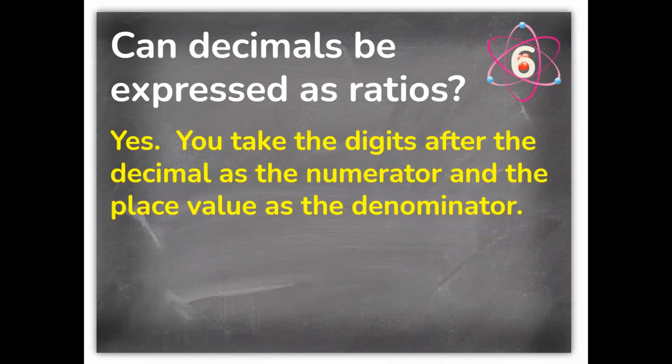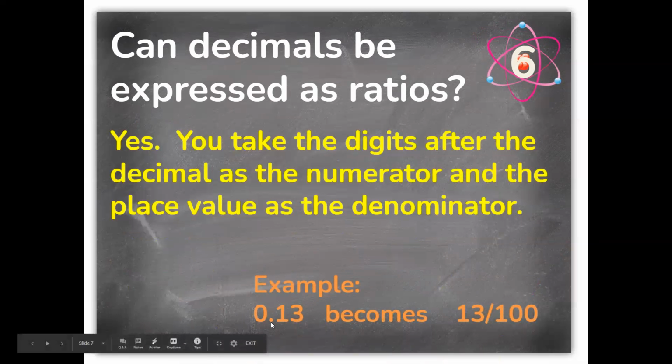All you're going to do is take the digits after the decimal, and that's going to be your numerator. And then whatever the place value is, that's your denominator. So for example, 0.13 becomes 13 over 100 because this last number is in the hundredths place. So it's over 100. Another way you can look at it, if you don't know your place values, is however many numbers after the decimal there are, that's how many zeros there are. So if I look after the decimal, there are 2 numbers, so there are 2 zeros.